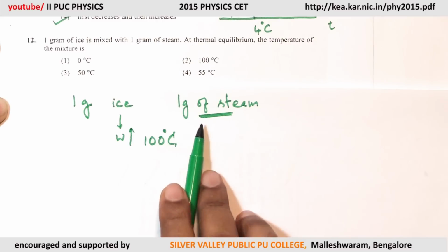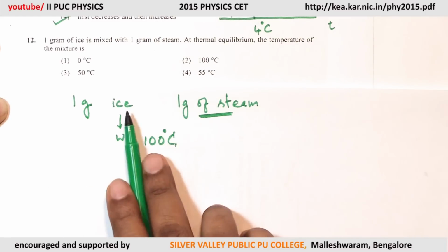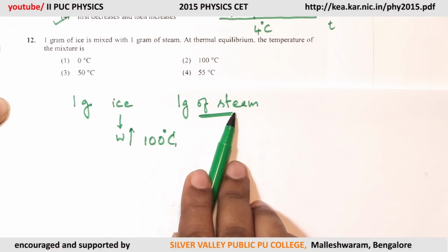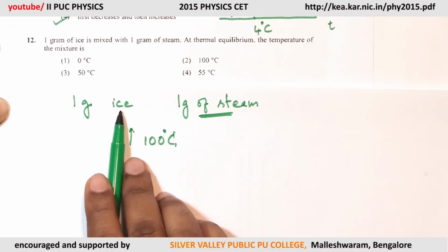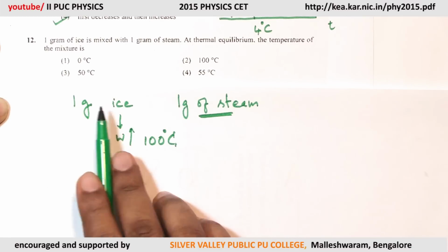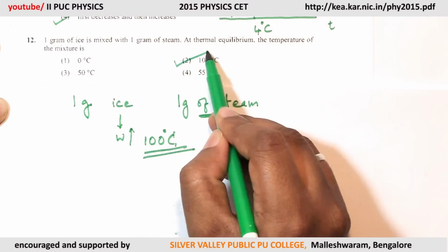Okay. What does the standard result mean? If equal amounts of ice and steam are mixed, steam meaning 100 degrees Celsius, ice meaning 0 degrees Celsius, then the resultant will be water at 100 degrees Celsius. So this is 100 degrees Celsius.